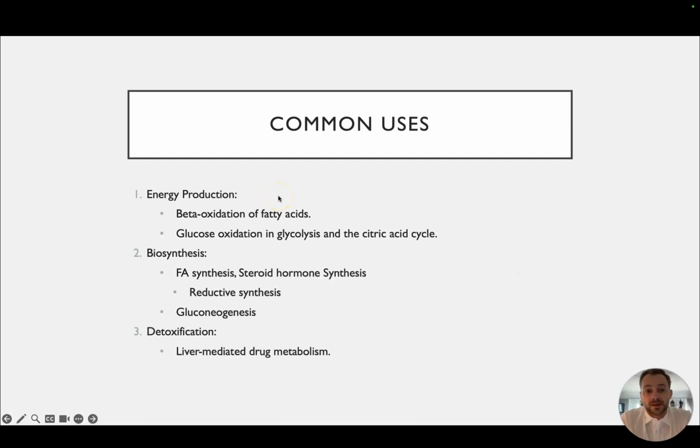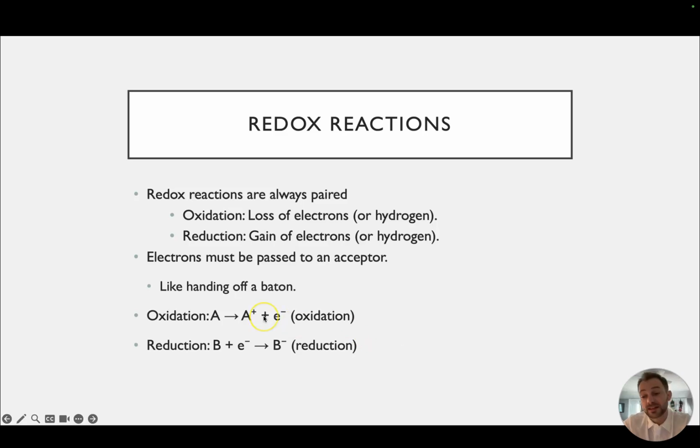Reducing equivalents have a diverse application in biology, and they deliver energy in the form of redox potentials. The common uses of redox reactions include energy production, biosynthesis, and detoxification. We can use it for beta oxidation, glucose oxidation, as well as NADPH, which feeds into the fatty acid synthetic pathways, as well as cholesterol synthesis. And we can use NADPH for reactive oxygen species reduction and liver-mediated drug metabolism.